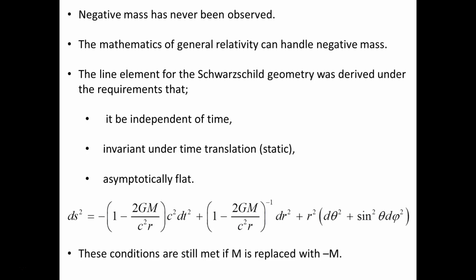Well, it turns out the mathematics of general relativity can handle negative mass. So let's start, say, with the line element for the Schwarzschild geometry, which was derived under the requirements that it be independent of time, invariant under time translation, so it's static, asymptotically flat, and here's our line element. Now, these conditions are still met if capital M here is replaced with minus m. It's still independent of time, still invariant under time translation, still asymptotically flat.